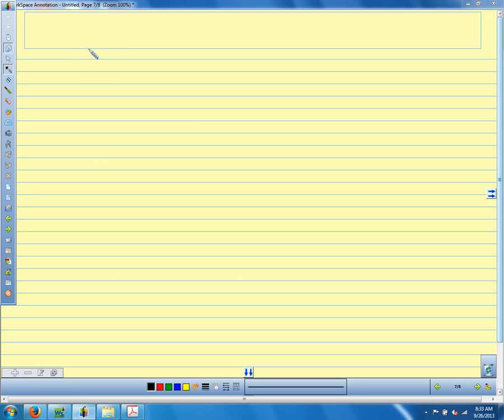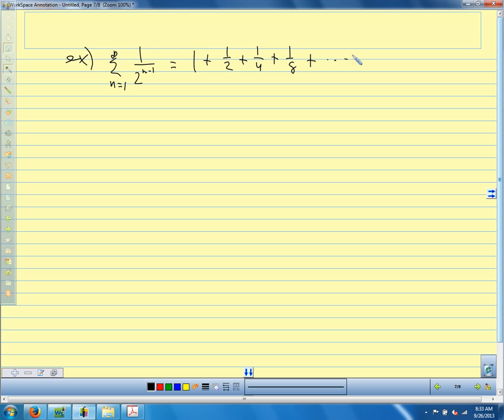So let's say we want to find the sum n equals 1 to infinity of 1 over 2 to the n minus 1. And we want to find the sum. We want to decide if this converges using our definition of convergence. So I'm going to write out some terms. First term, what's the first term going to be here? Help me out with the terms. 1 plus 1 half plus 1 fourth plus 1 eighth plus dot dot dot. So let's look at the partial sums.